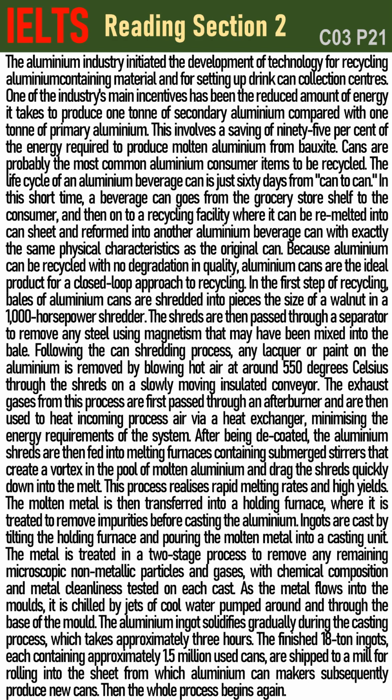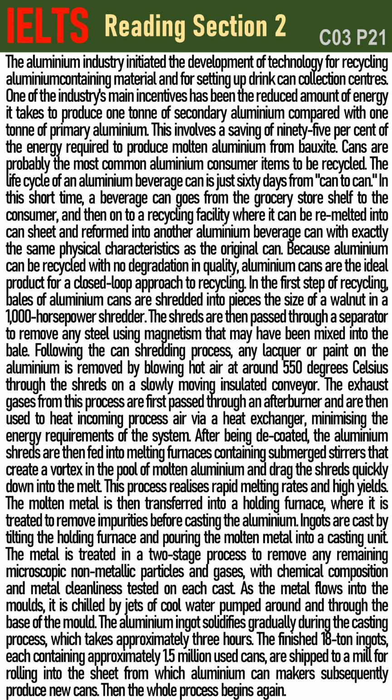After being decoated, the aluminium shreds are then fed into melting furnaces containing submerged stirrers that create a vortex in the pool of molten aluminium and drag the shreds quickly down into the melt. This process realizes rapid melting rates and high yields. The molten metal is then transferred into a holding furnace, where it is treated to remove impurities before casting the aluminium. Ingots are cast by tilting the holding furnace and pouring the molten metal into a casting unit. The metal is treated in a 2-stage process to remove any remaining microscopic non-metallic particles and gases, with chemical composition and metal cleanliness tested on each cast.